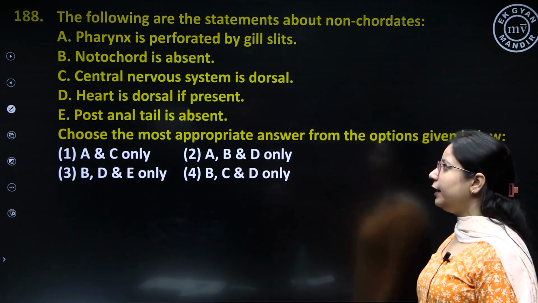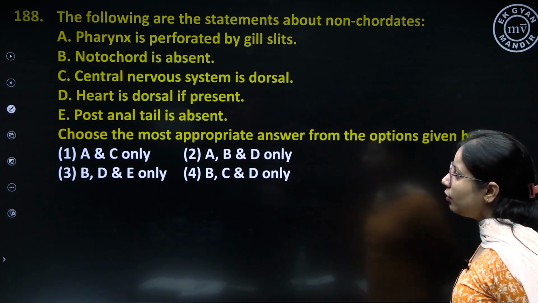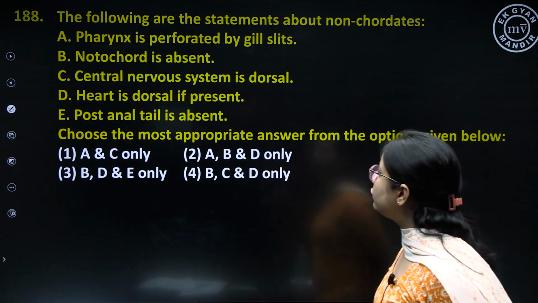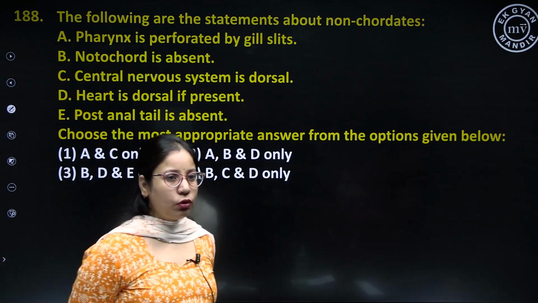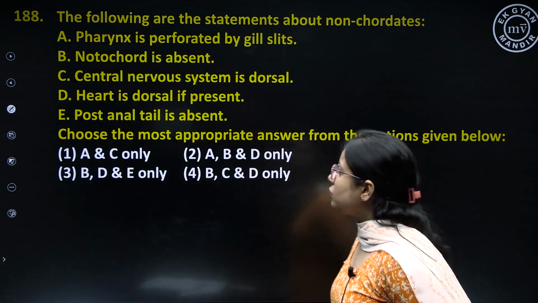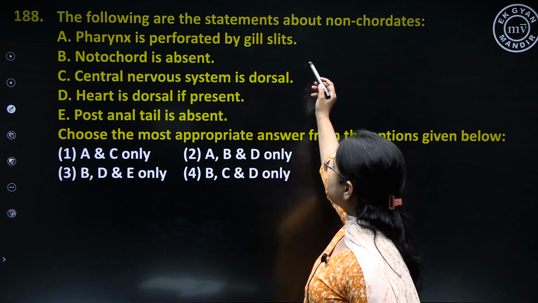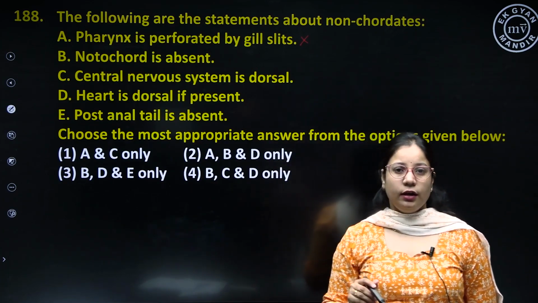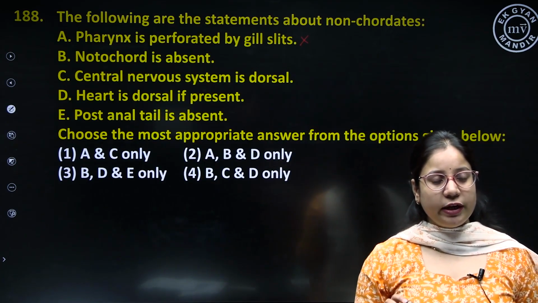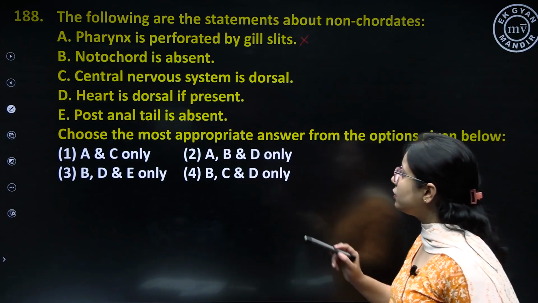Question number 188. The following are the statements about non-chordates. We have to identify which of the following statements are correct with respect to non-chordates. So, A, pharynx is perforated by gill slits. No, this is wrong for non-chordates, because the pharynx perforated by gill slits is present in chordates, not in non-chordates.